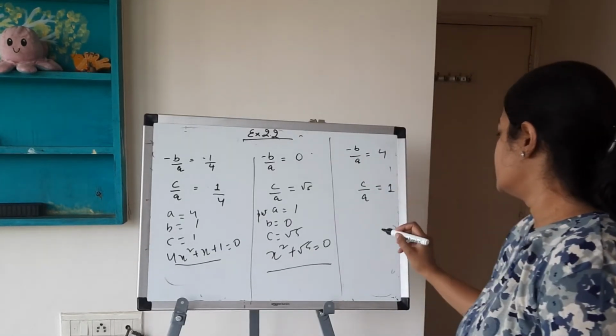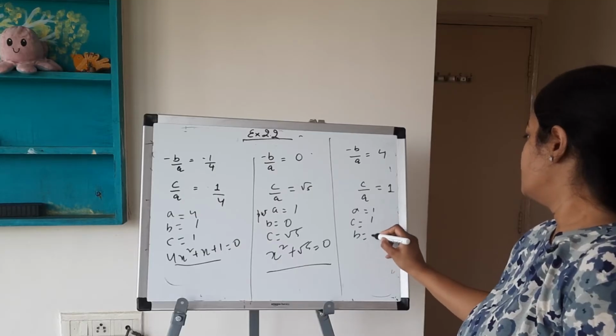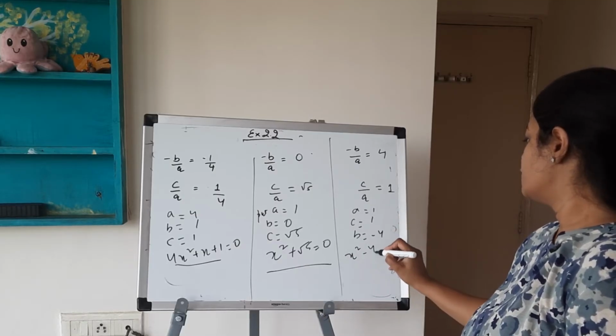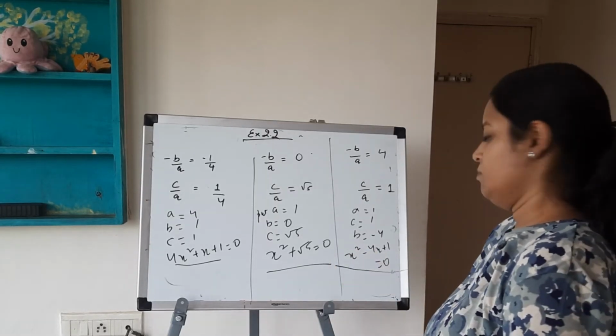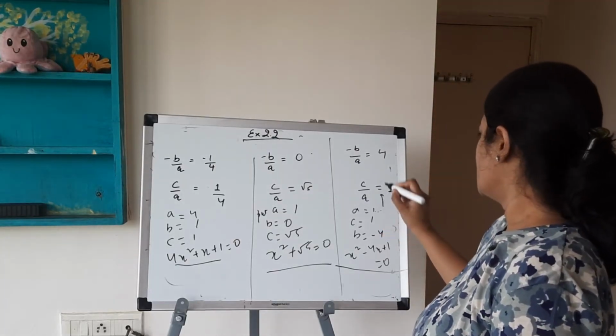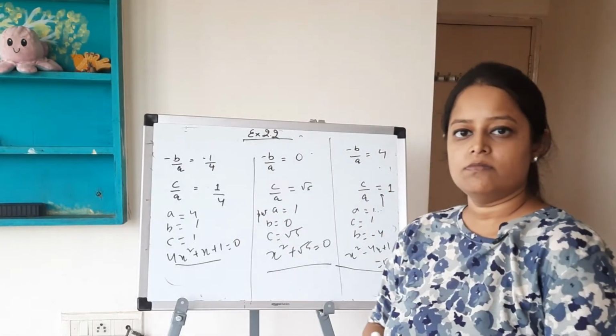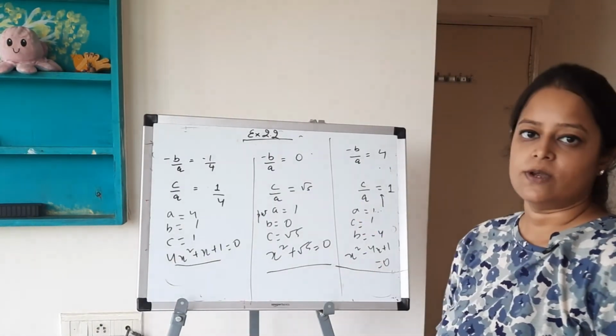Okay. Now like this one, a equal to 1, c equal to 1, b equal to minus 4. So x square minus 4x plus 1 equal to 0. You can say the steps are putting a equal to 1 in this, putting a equal to 1 in this. That's how you can show it, right? So this is how we solve such questions.